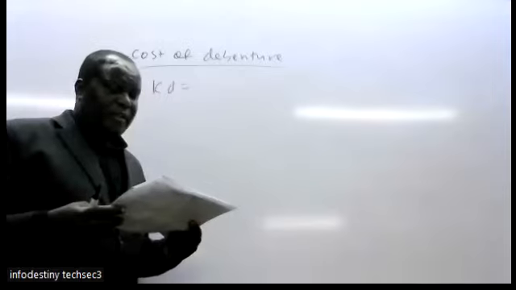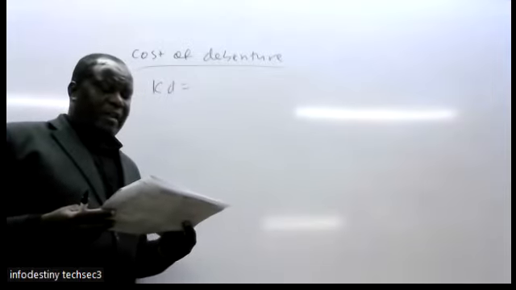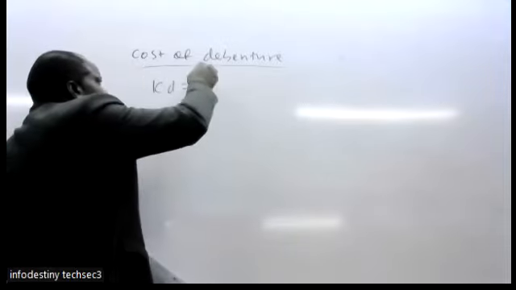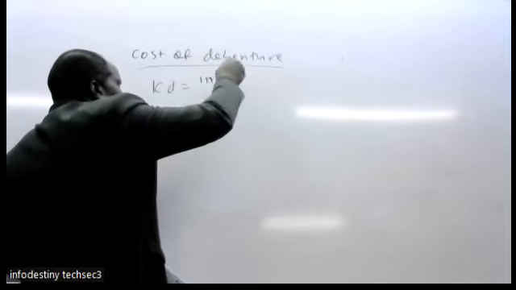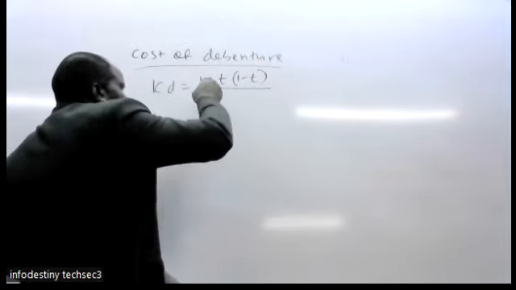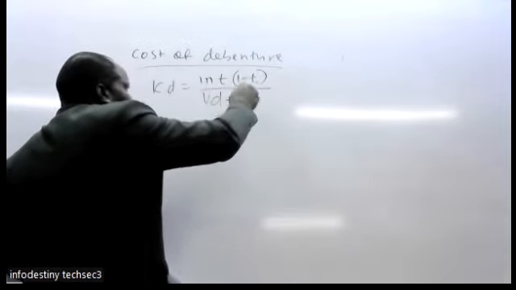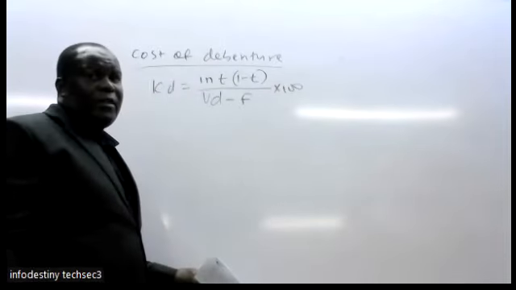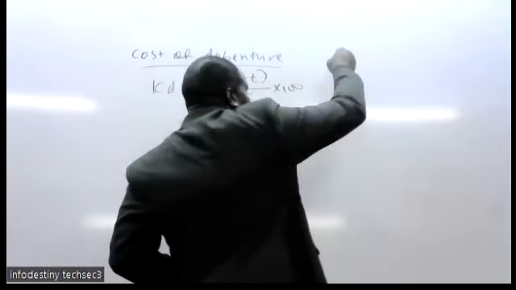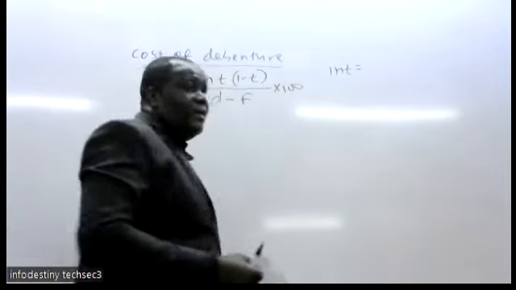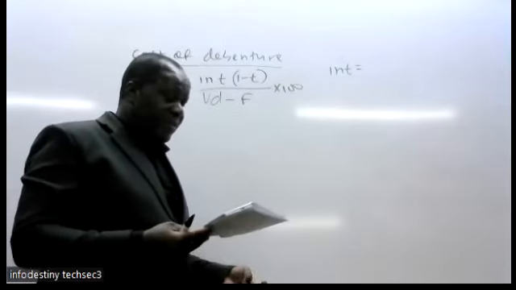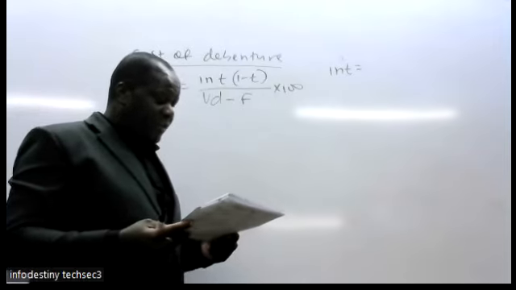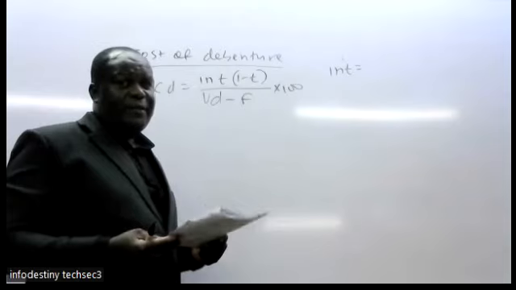So it was irredeemable. You see, in note number one they have not given the maturity value, which means it is irredeemable, where you get the interest times one minus the tax rate over the current value for the debenture, subtract the flotation cost. Interest must always be calculated on the par value. So the interest rate in note number one is 10% for the debt.